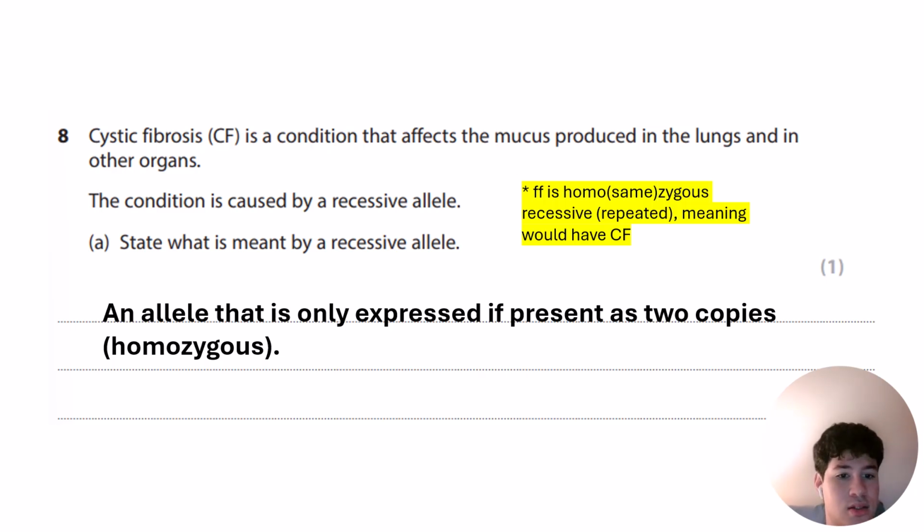So state what is meant by a recessive allele. A recessive allele is an allele that is only expressed if present as 2 copies. So if it's homozygous, it will be expressed. So we call that homozygous recessive.